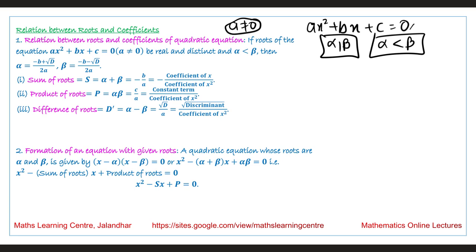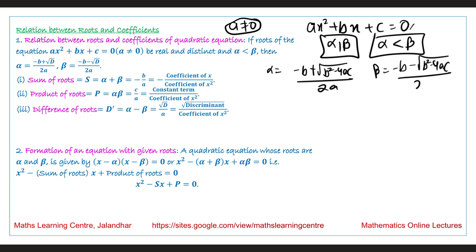Then we know that the value of alpha will be minus b plus square root of b square minus 4ac by 2a, and the value of beta will be minus b minus square root of b square minus 4ac by 2a. So, if we calculate alpha plus beta, the answer we obtain is minus b by a. If we calculate alpha into beta, the answer we obtain is c by a, and if we calculate alpha minus beta, the answer we obtain is square root d by a.